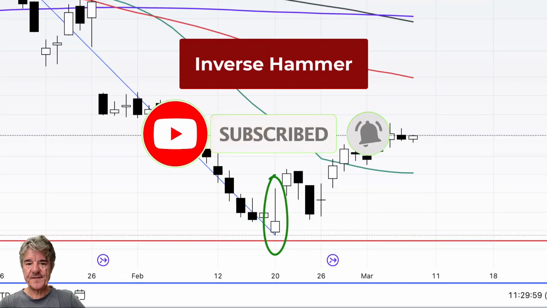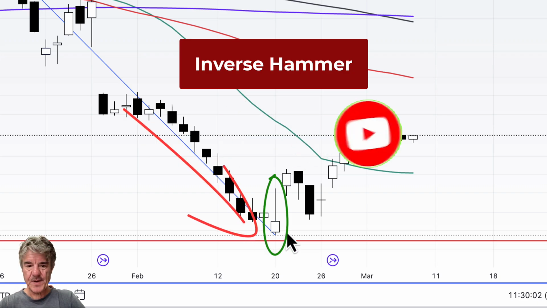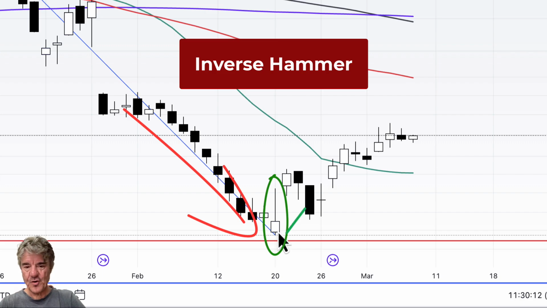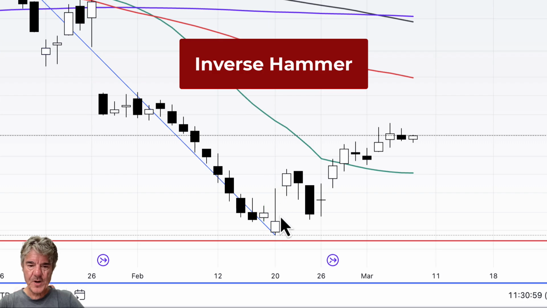Notice that it's characterized first of all by a long move down, and this takes place at the bottom of a trend near support. There's the support level at 1.5. We turned around and formed this candle at 1.52. An inverse hammer candle is the opposite of a hanging man candle. This takes place at the bottom of a trend, and a hanging man takes place at the top of a trend. An inverse hammer candle has a large upper wick and a small body.